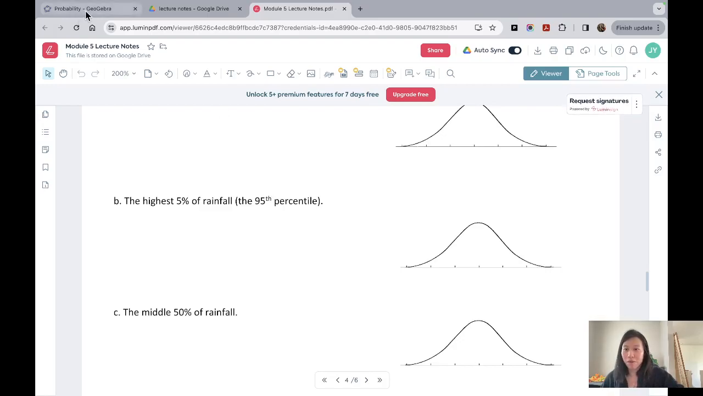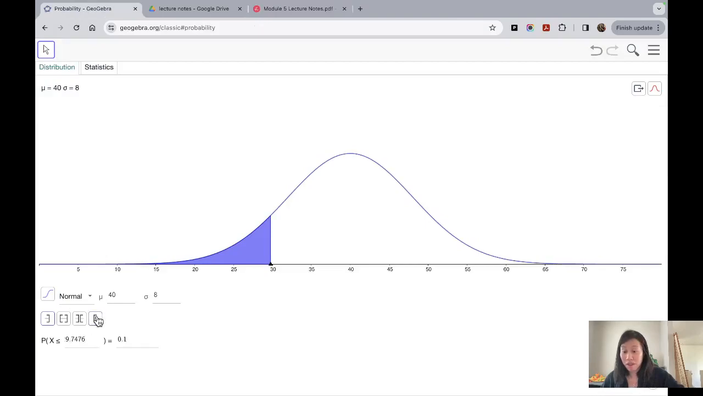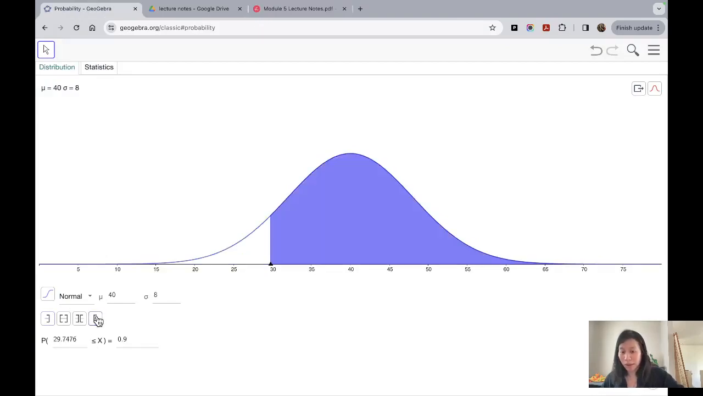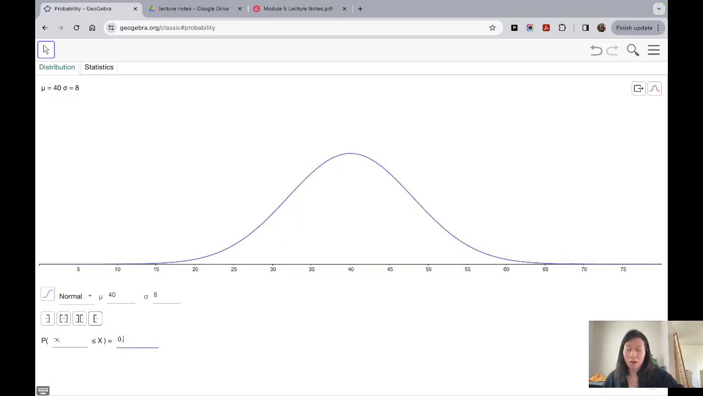Okay, so go to GeoGebra. It's greater than, that means we need to switch the x. And this time, we want the highest 5%. Remember, 5% is 0.05, not 0.5. 0.5 would be 50%. So in here, the highest 5% of the data is at 53 inches.